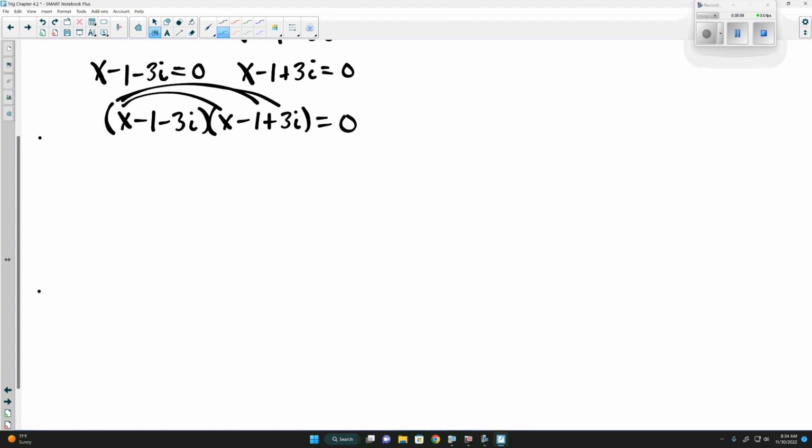X times x is x squared. X times negative 1 is negative x. X times 3i is plus 3xi. We've done this before. Next one we did was multiply through by negative 1. And I kind of matched it up to its like terms. Negative 1 times x is negative x, like terms. Negative 1 times negative 1 is positive 1, yes?